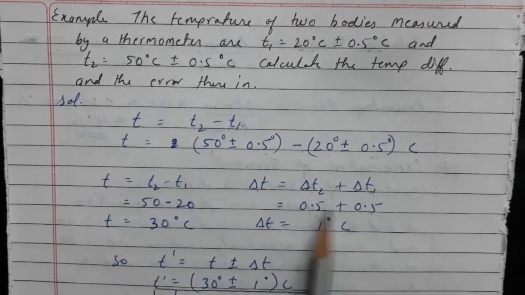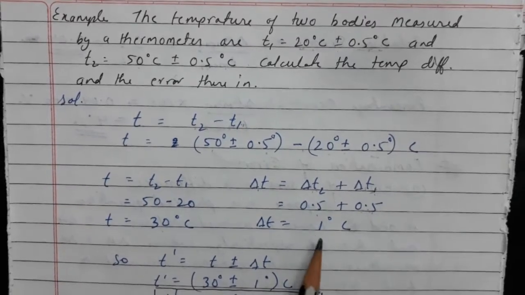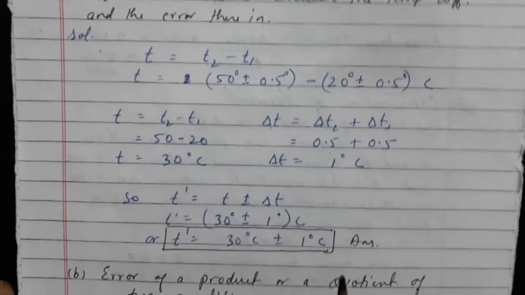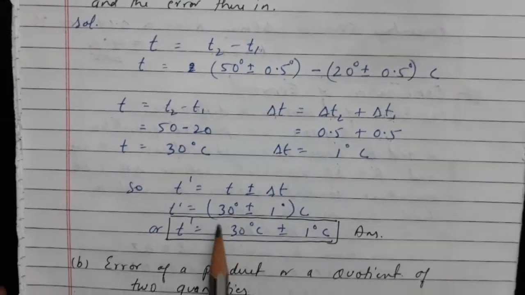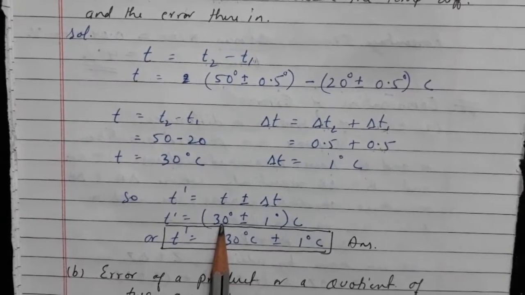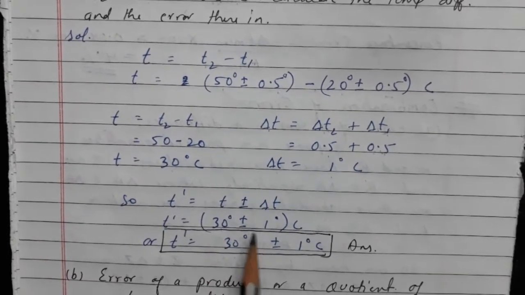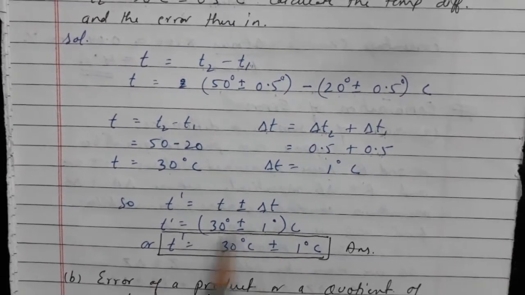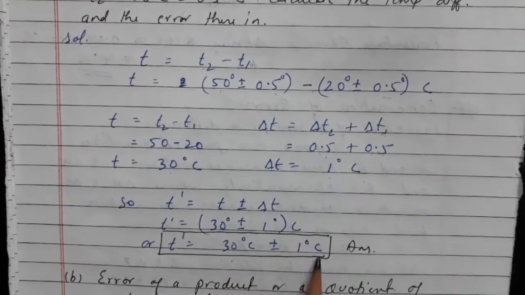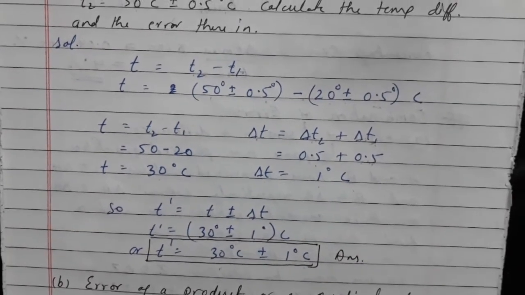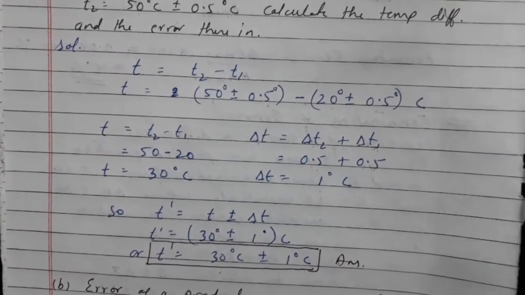This will be the sum of the two absolute errors, and we'll get del T is equal to 1 degree Celsius. So the final temperature difference can be written as T dash, that is equal to the actual temperature difference 30 degrees Celsius plus minus the absolute error, that is 1 degree Celsius. So this will be the answer, 30 degrees Celsius plus minus 1 degree Celsius. This is how we have to find the errors in the sum or in the difference.